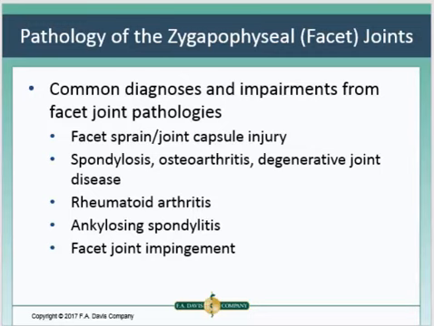And the last facet joint pathology we're going to discuss is facet joint impingement. You can get tiny parts of the facet joint capsule entrapped or impinged. Usually this occurs when you're doing a forward flexed and rotated movement. So you've fully opened up that facet joint, and upon returning you get an entrapment of the joint capsule.